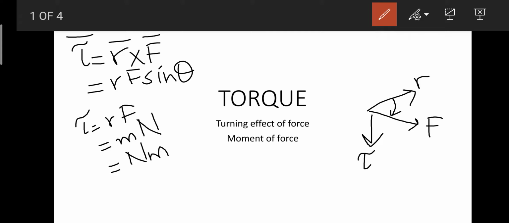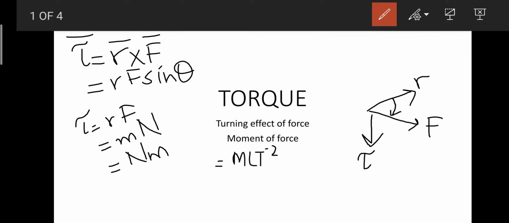Next thing is what are the dimensions of torque? So the dimensions of torque can be easily calculated by using its formula. We know that Newton is used for the force, so we are having M L T minus 2, right?